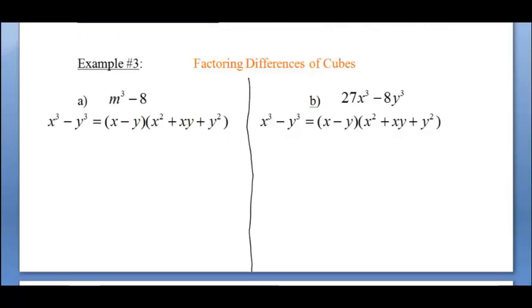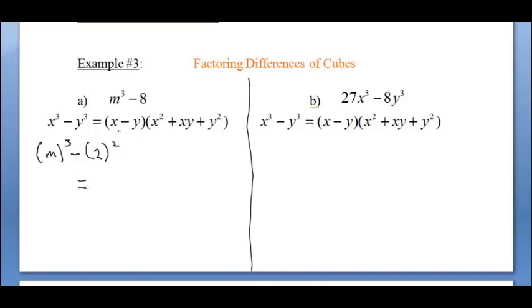So for this example we have m cubed minus 8. The first step is to determine what cubed gives us m cubed and what cubed gives us 8. So we know that m cubed gives us m cubed, and we're going to write our minus sign down. And we know that 2 cubed gives us 8. So this would be the x and the y in our pattern. So now we're going to use this information to continue factoring.